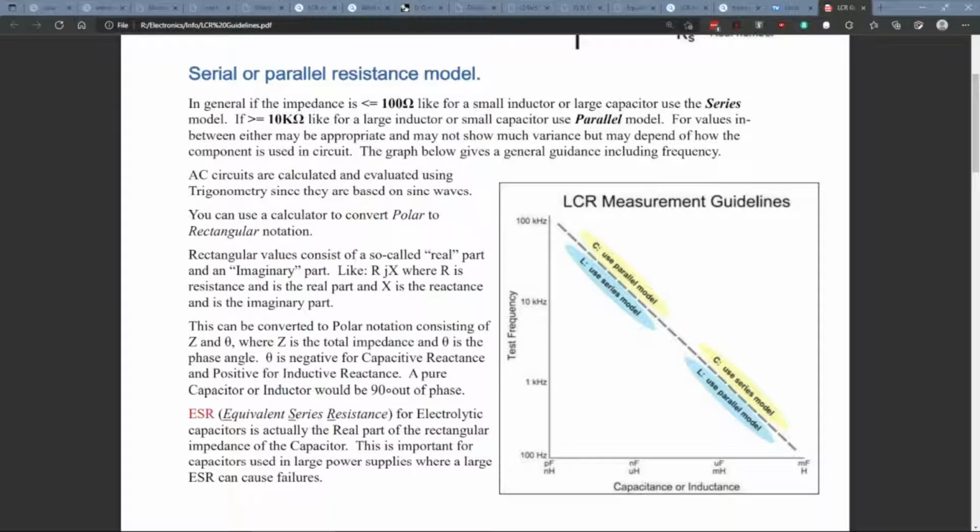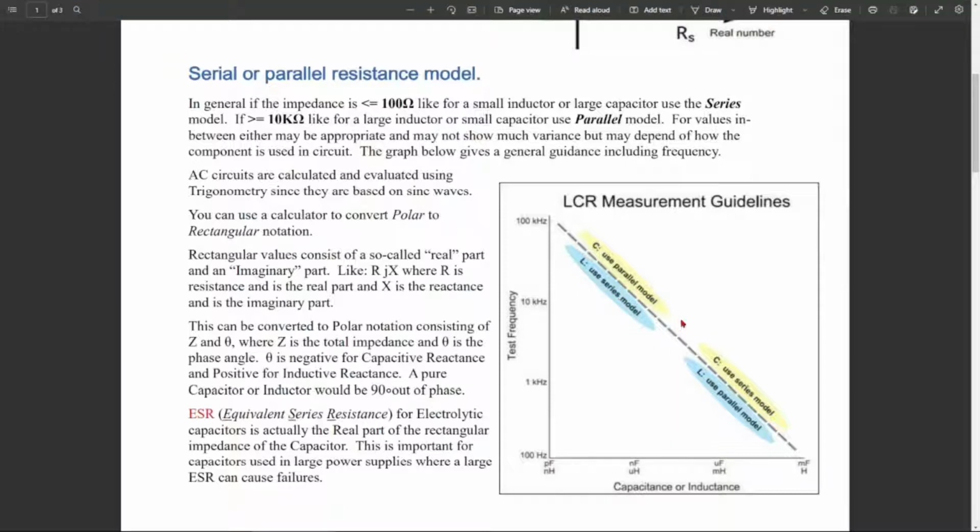There's a little graph over here that is supposed to help you to determine to use the series model or the parallel model. As you can see, there is some frequency included here as well, and there is the capacitance or the inductance quoted over here. When it comes to frequency, it usually depends on the component you're testing.